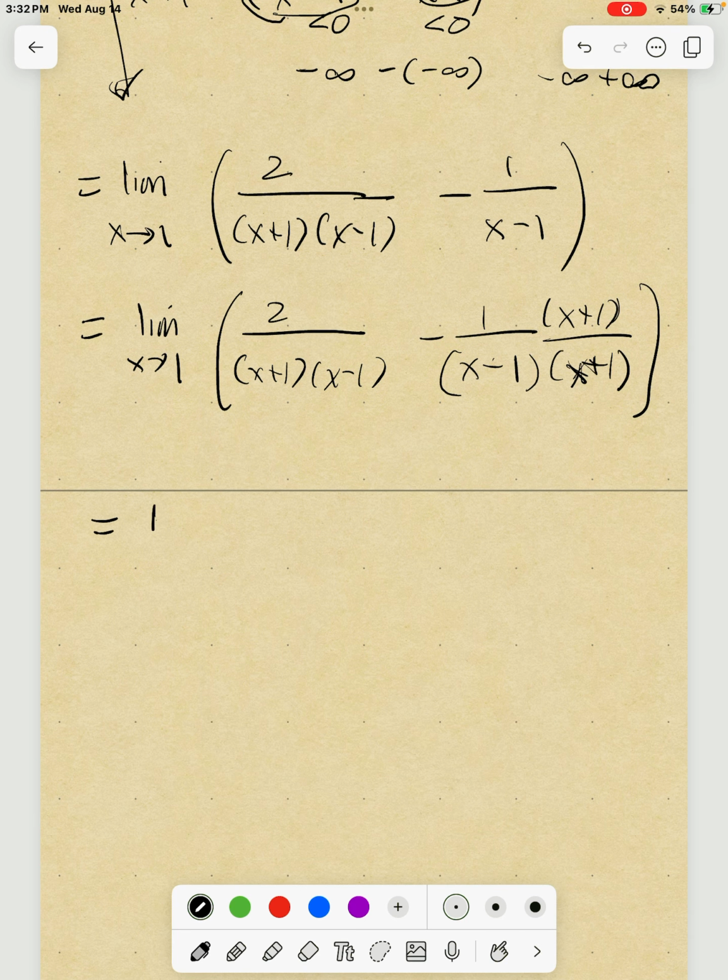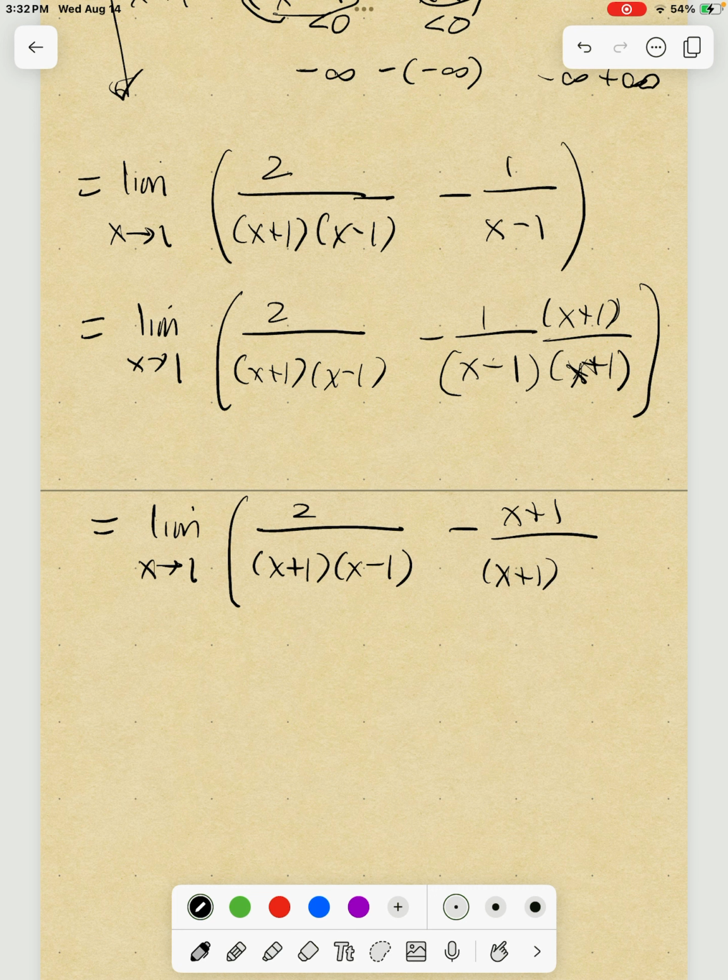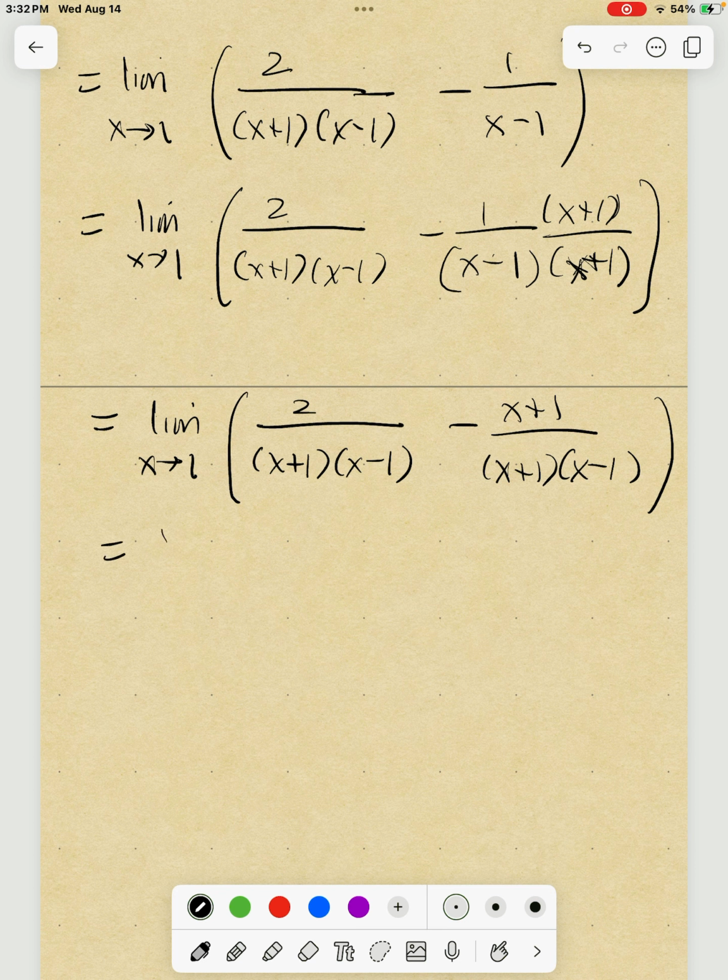And this is equal to the limit as x goes to 1 of 2 over x plus 1 times x minus 1, minus x plus 1 over x plus 1 times x minus 1. And then this simplifies to the limit as x goes to 1 of 2 minus x minus 1, so that's negative x, minus 1.